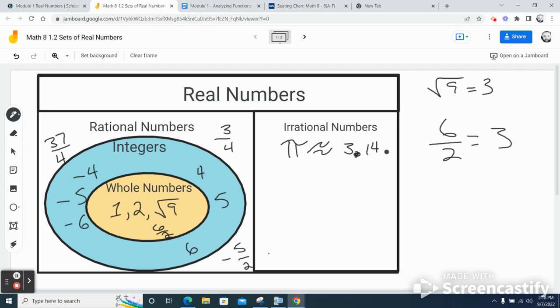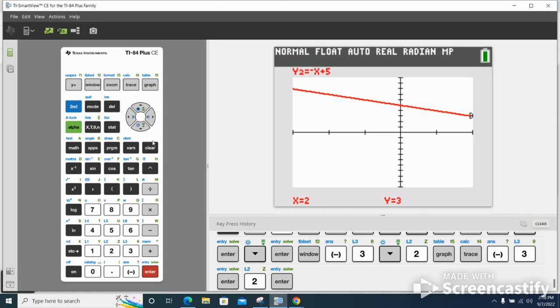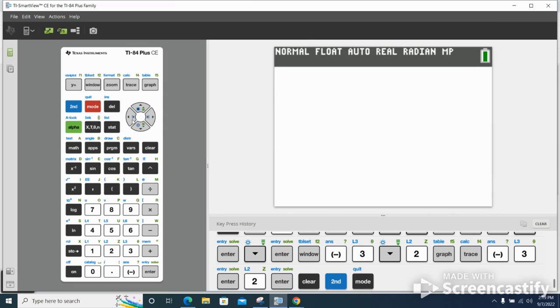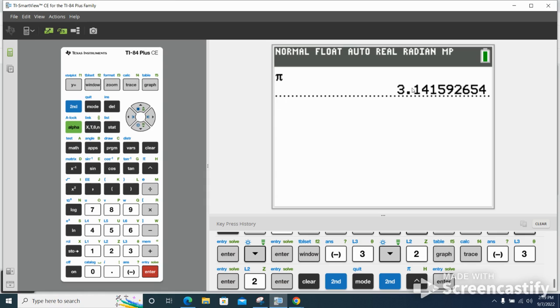Pi is about 3.14, but does this number stop? No, it goes on forever and it doesn't repeat. So let me show you. And once you get your calculators, you can see this for yourselves. If I plug in pi, this number goes on forever. No, there's no pattern that repeats. In other words, if we keep calculating, this decimal goes on forever, and it never repeats and it never stops.